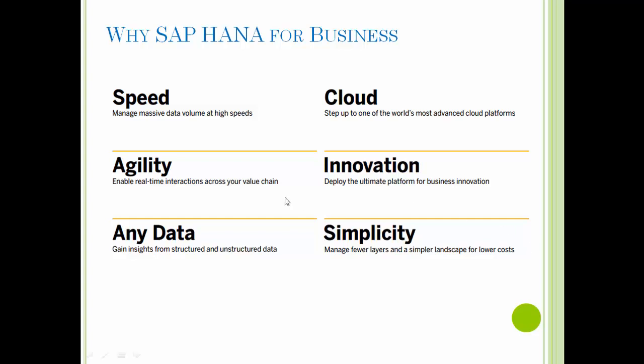And finally, simplicity. You see that the SAP HANA landscape or the SAP HANA architecture has only fewer layers. It looks very simple from a landscape point of view, and lower cost. SAP HANA implementation is something which can be achieved using lower cost methods. It's very simple for adoption. So with all these benefits, we can run business in real time and have results in real time.